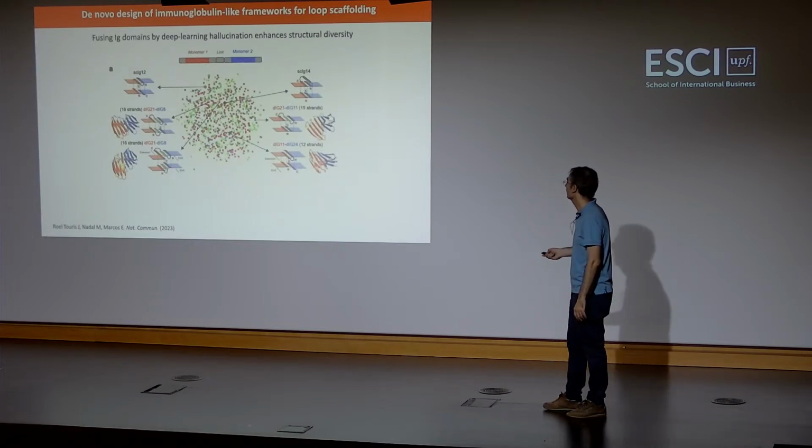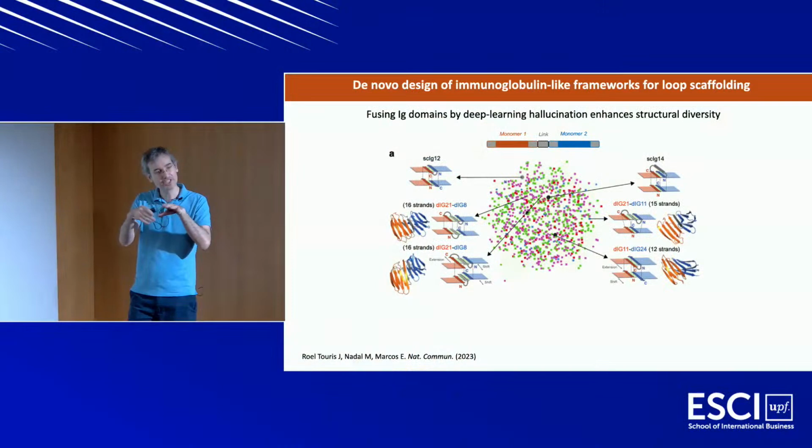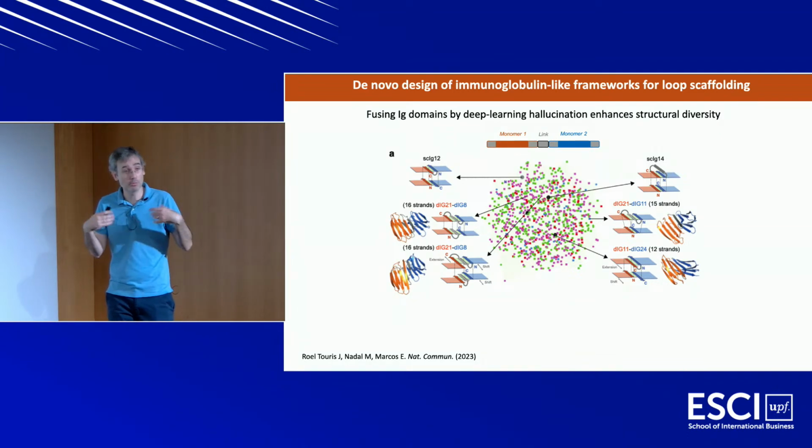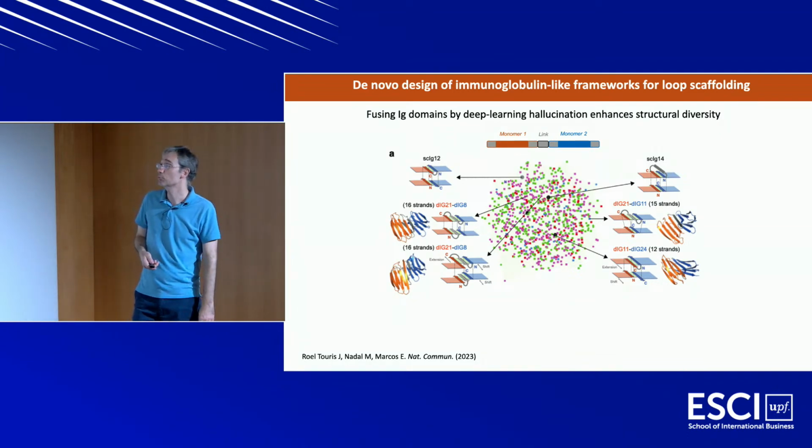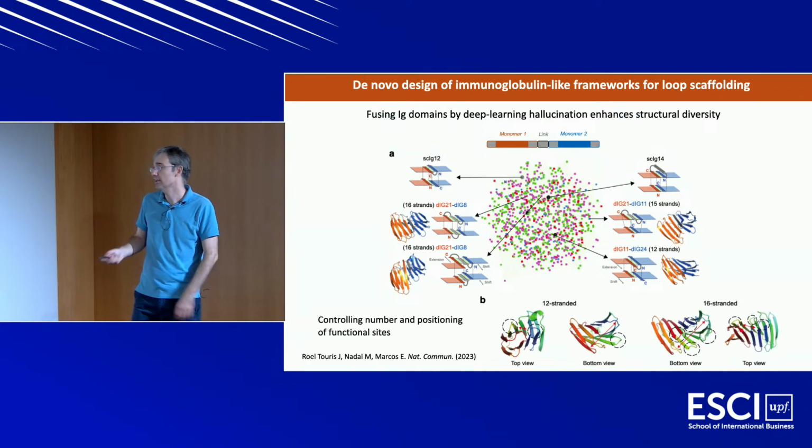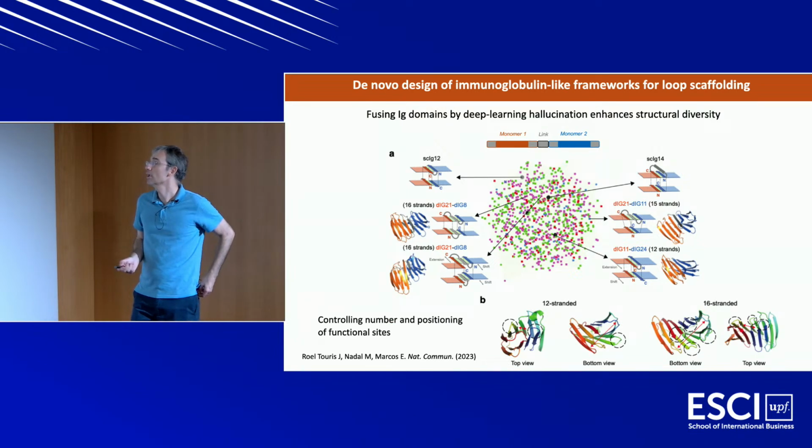And this is just a final slide to show how we can also diversify these new types of scaffolds with deep learning, with the hallucination strategies I mentioned before, in which we can develop more complex interfaces between the domains without any pre-specification, and we can generate hundreds of new proteins with very accurate predictions. And with different shapes that can allow us to tune the functional sites.